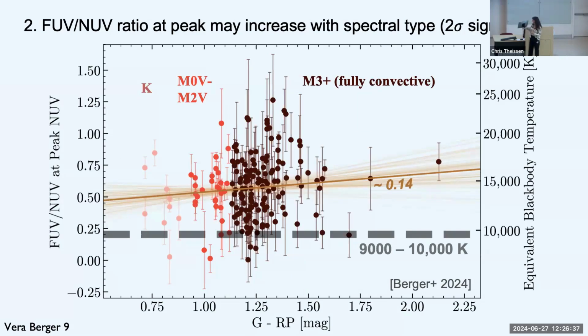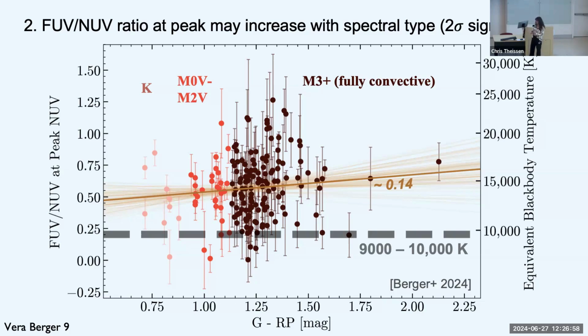That there is a tentative weak correlation between the far UV to near UV ratio and G minus RP color, which is plotted here on the x-axis. And studies have shown that the transition to fully convective stars can be subtle, and so we may, in fact, expect a weaker correlation, which is exactly what we find.